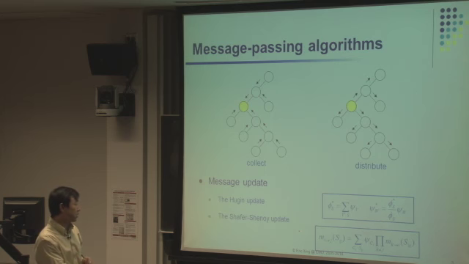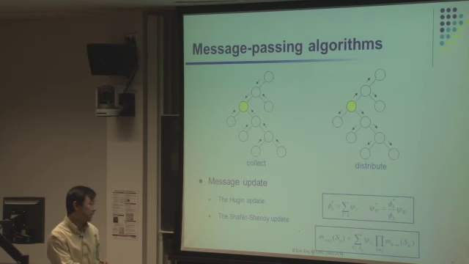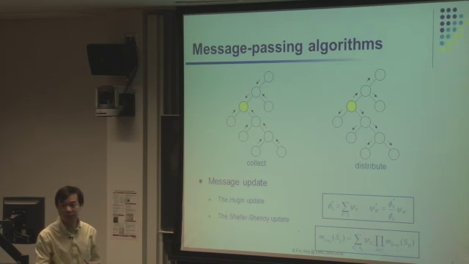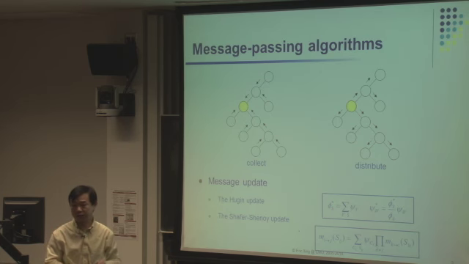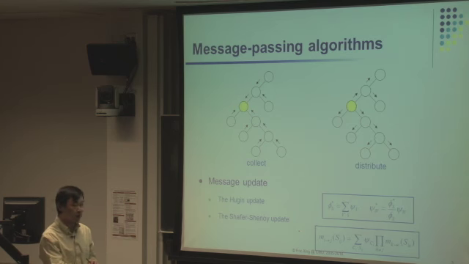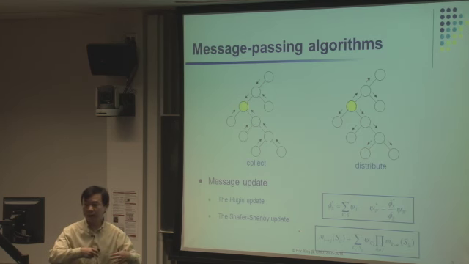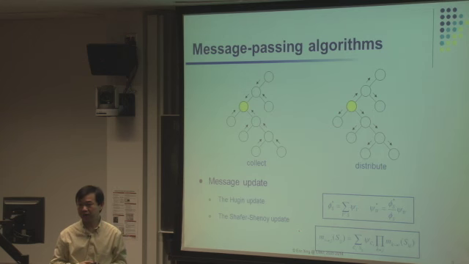One algorithm is called the Hugin updates, which is about updating two types of potentials. One is the potential function defined on the separator clique. The other is the potential function defined on the marginal, the standard clique. And they use a recalibration of the potential functions.